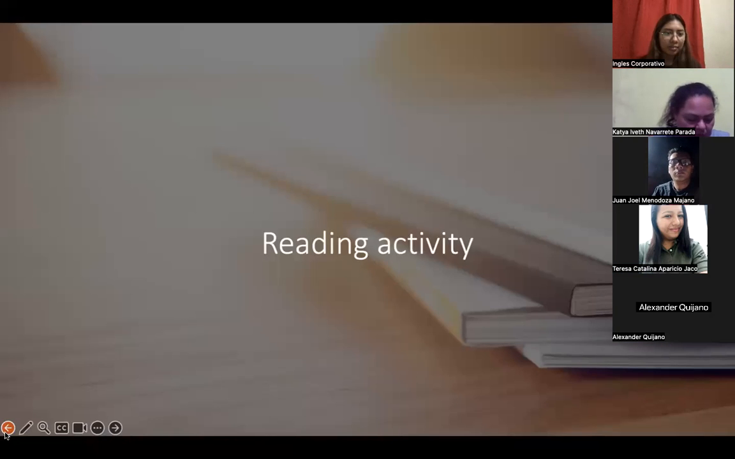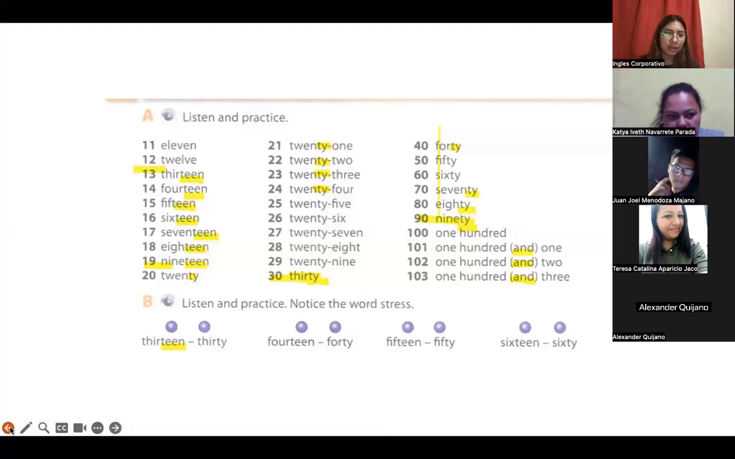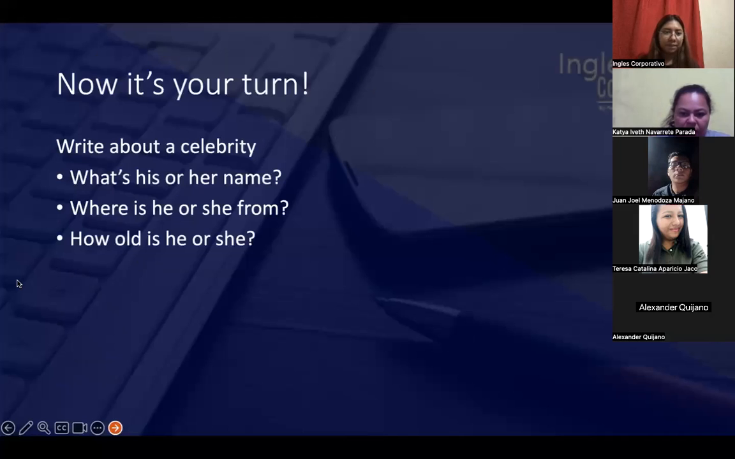Les voy a poner acá el ejemplo de la edad, right? Así decimos la edad. Este es para she, he. Puede poner el nombre si quiere, o one more time, o puede poner el pronoun. Así. Y aquí tenemos la pronunciation, porque claramente la vamos a decir. Solamente es información, no es necesario que escriba mucho más, right? Solamente es su nombre, de dónde es y cuántos años tiene.